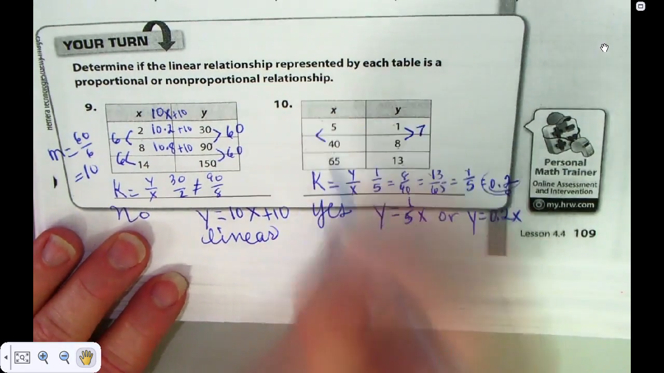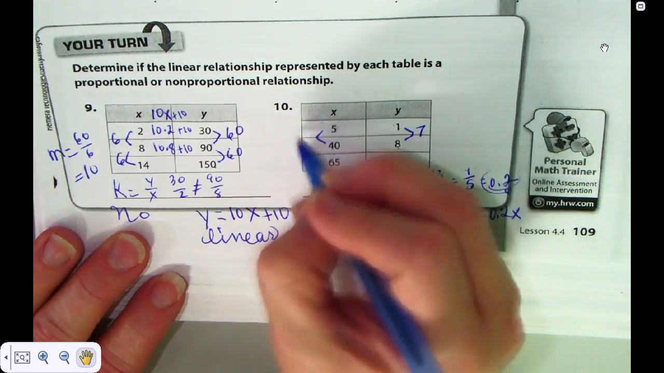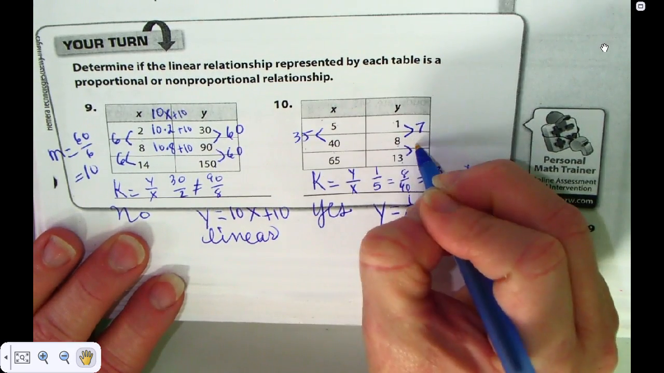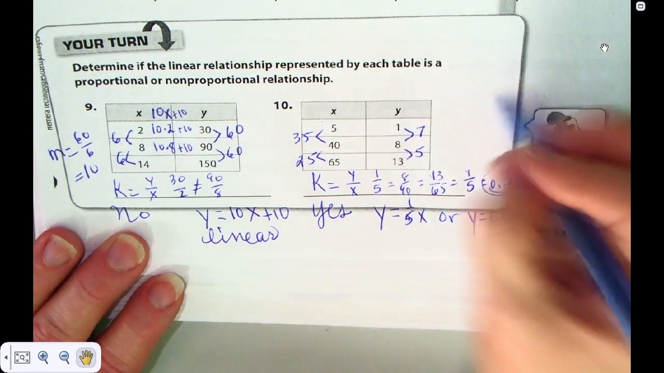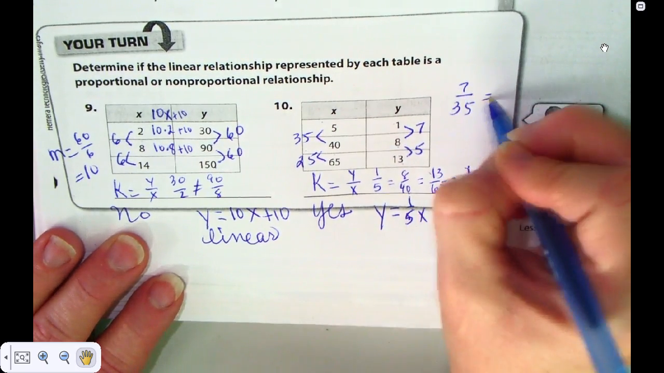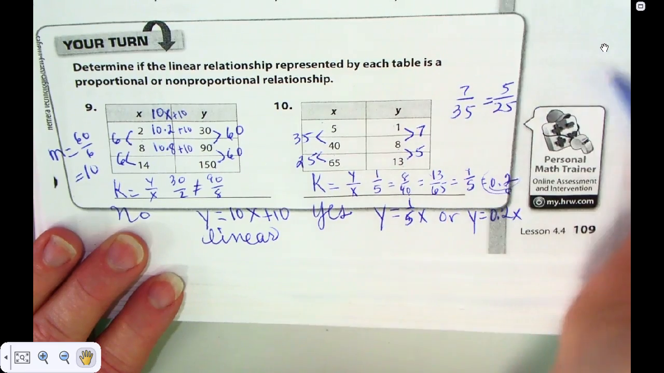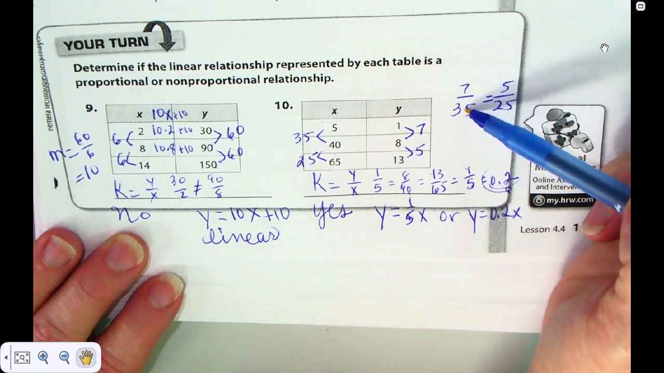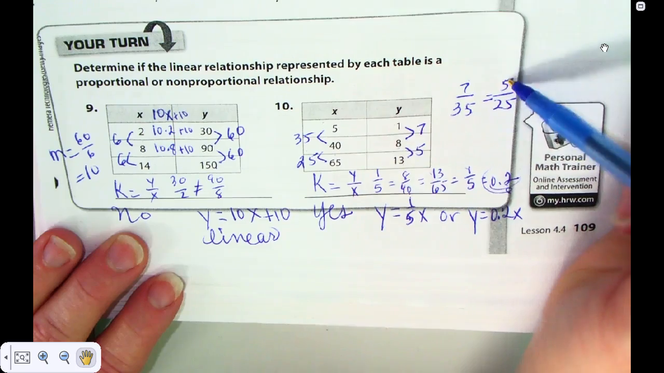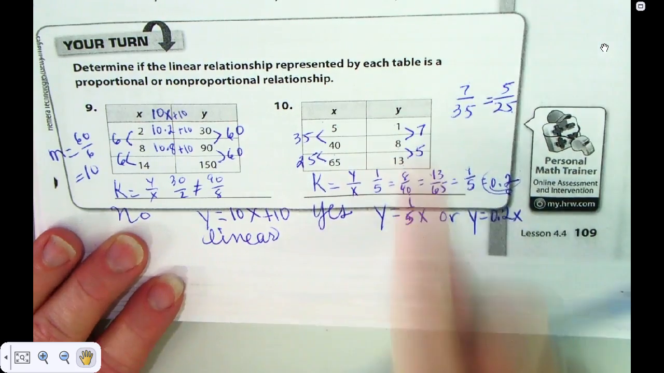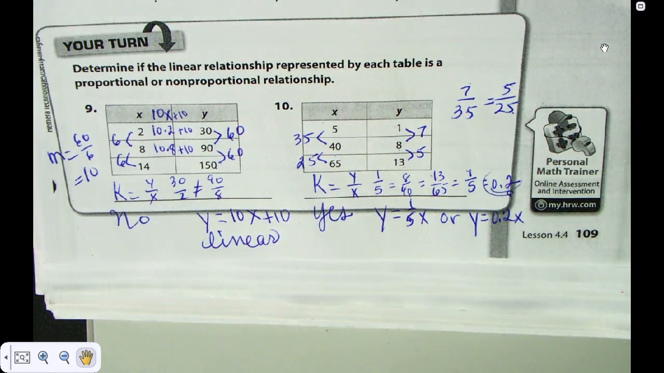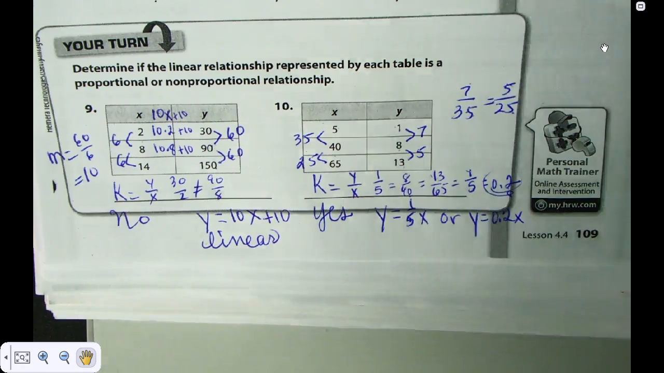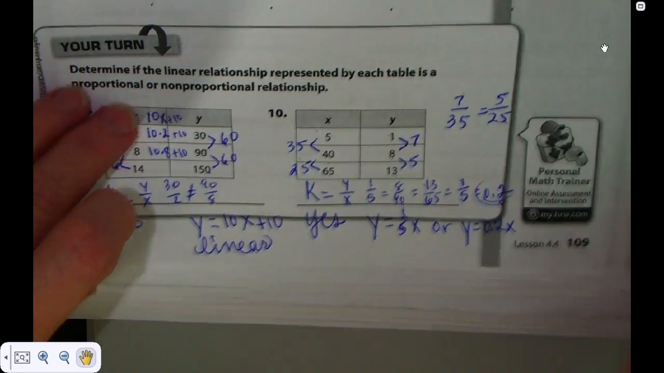7, and that goes up 35. That goes up 5, and that goes up 25, huh? So, yes. And so, if you do that, we're getting the rate of change. 7 over 35 is the same as 5 over 25. See, that's what I was saying about, even if the numbers are different, you still divide them because they may still equal the same thing. And those do. They equal 1/5 or 0.2.